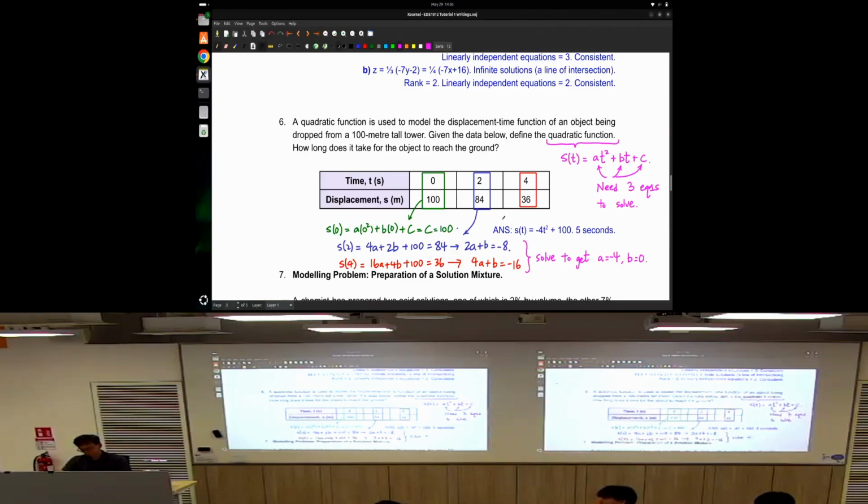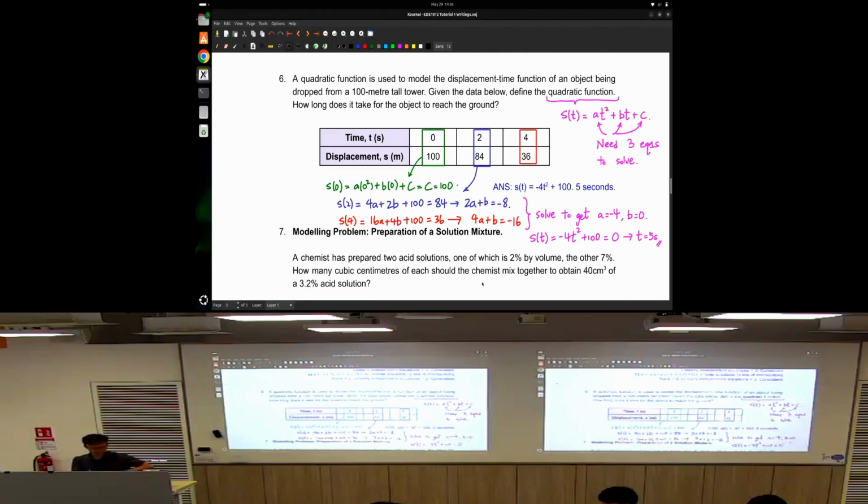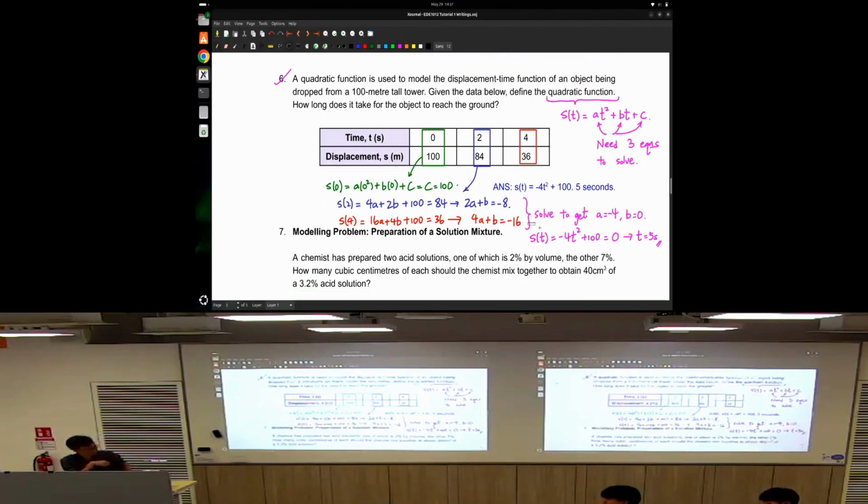Once you have the function fully defined, it asks how long it takes for the object to reach the ground. So basically you have s of t equals minus 4t squared plus 100 equals 0. You just solve for t, and you get t equals 5. Any objections? Just to give you a sneak preview, the problem here gave you the condition that you have 3 unknowns and 3 data points, just right.